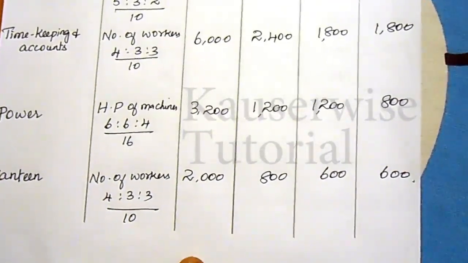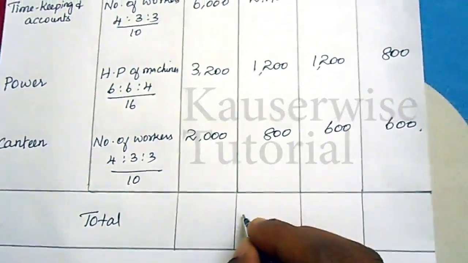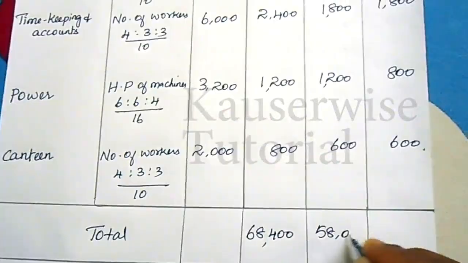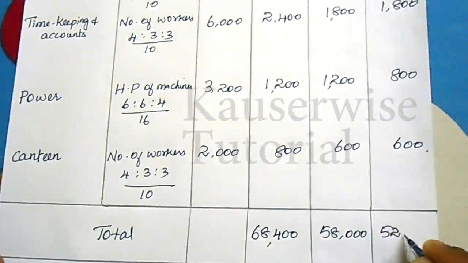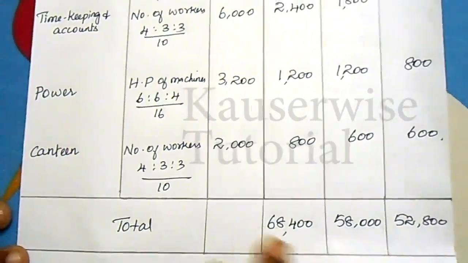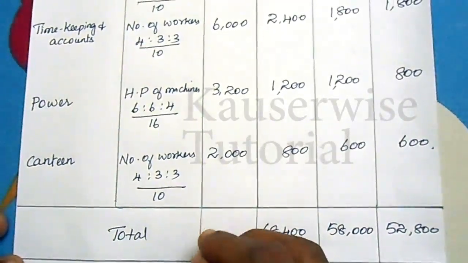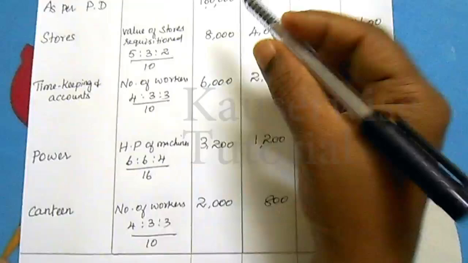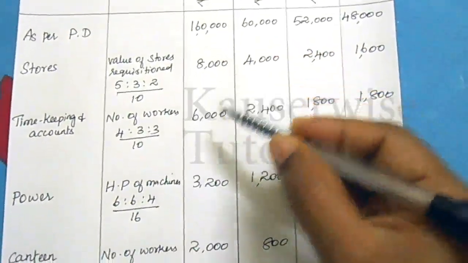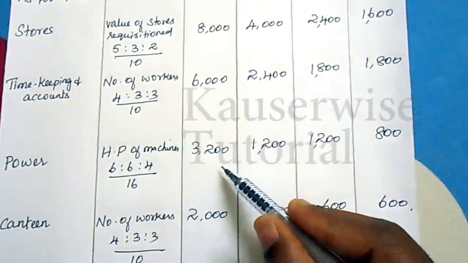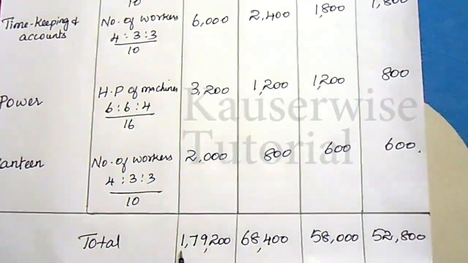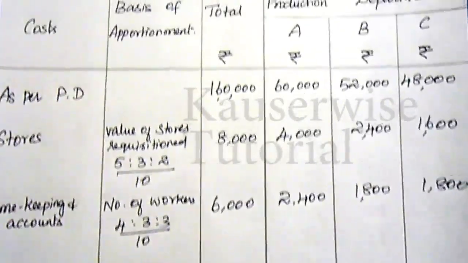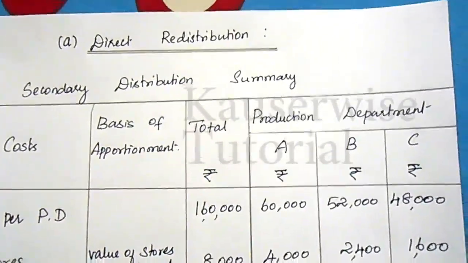and find the total column also. For department A, total amount 68,400. For B, 58,000. For C, 52,800. Now get the total of A, B, C, total amount 1,79,200. Just cross check the total: 1,60,000 plus 8,000 plus 6,000 plus 3,200 plus 2,000, total 1,79,200. This is the way to prepare secondary distribution as per the direct redistribution method.